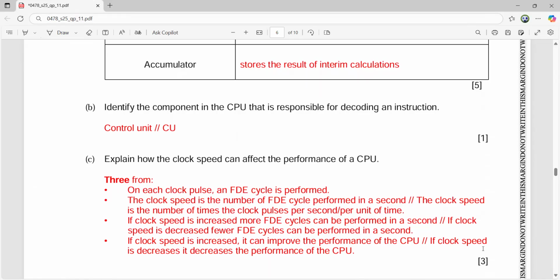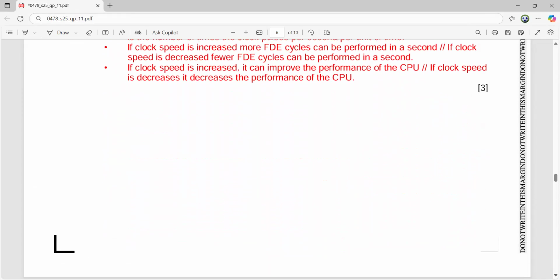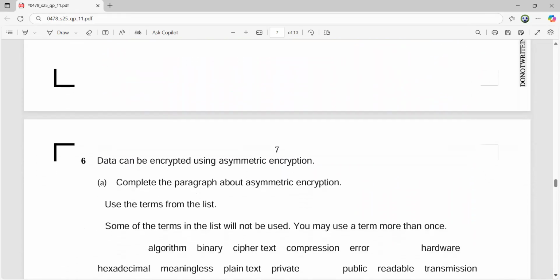So in this manner, you can actually score 3 marks if you have written the points appropriately in a sequence. Again, clock speed, effects of clock speed, talking about the effect. They didn't say effect, affect means it can be a positive or a negative. Be cautious. Now, question number 6.